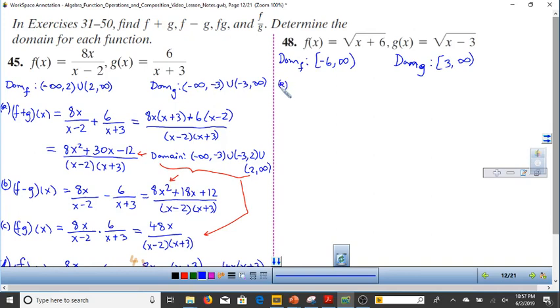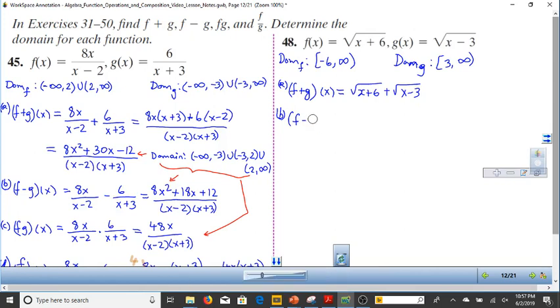Let's do f plus g of x. That's pretty straightforward. It's just the square root of x plus 6 plus the square root of x minus 3. We cannot do anything to simplify that. Similarly, f minus g of x gives us the square root of x plus 6 minus the square root of x minus 3. Again, cannot simplify that anymore.